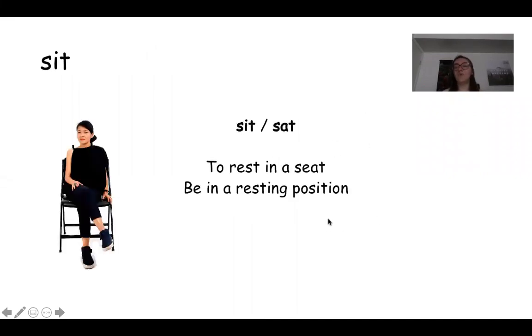So sit, what does sit mean? Sit or sat, it means to rest in a seat, like a chair or a couch, anywhere that you can sit down. And it also means to be in a resting position, meaning when you sit down, it doesn't have to mean that you sit like this lady right here. It could mean that you're sitting on the ground with your legs crossed. It just means that your bottom is on something and you're sitting upright, right?